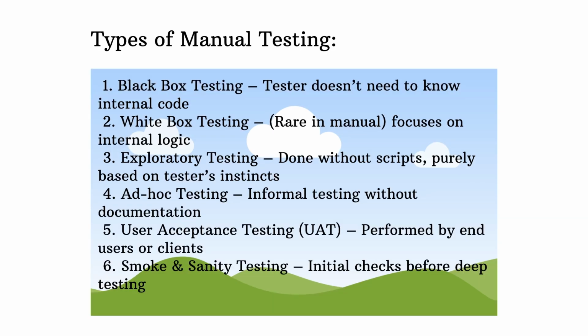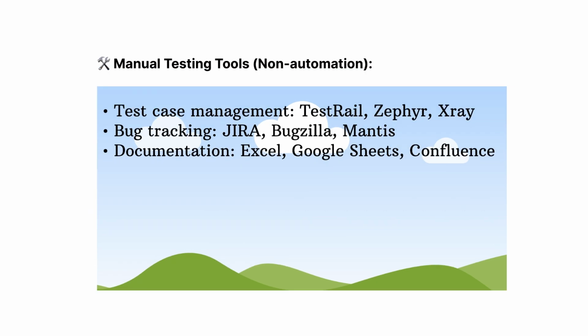Types of manual testing. 1. Black box testing. Tester doesn't need to know internal code. 2. White box testing. Rare in manual, focuses on internal logic. 3. Exploratory testing. Done without scripts, purely based on testers' instincts. 4. Ad hoc testing. Informal testing without documentation. 5. User acceptance testing, UAT. Performed by end users or clients. 6. Smoke and sanity testing. Initial checks before deep testing.